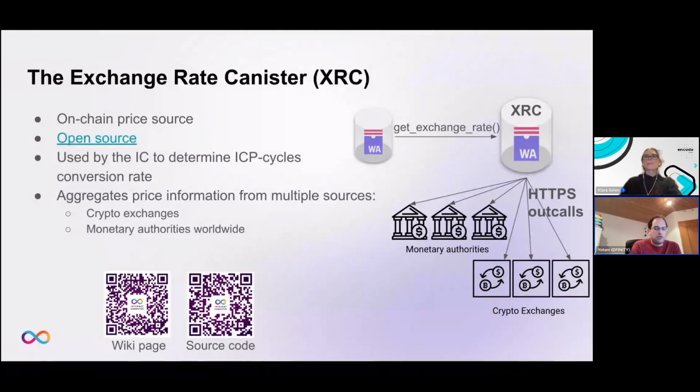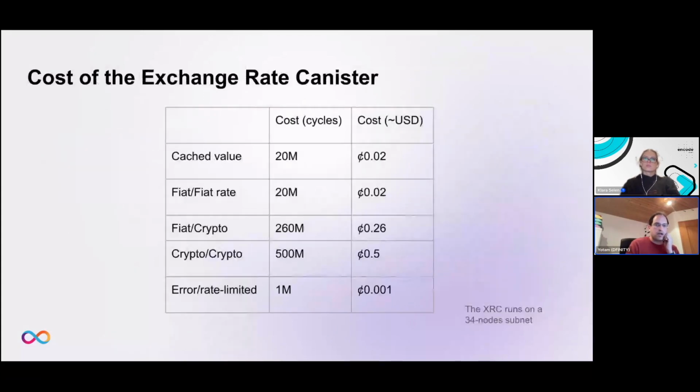It caches the results. So if it gets multiple requests for exactly the same pair and time, it would return a cached response. You can see the wiki page. It has a lot of information, and you can also see the source code if you want, because it's a canister. It's written in Rust. And you can even use the source code to get some ideas on how to do things. Just a bit about the cost.